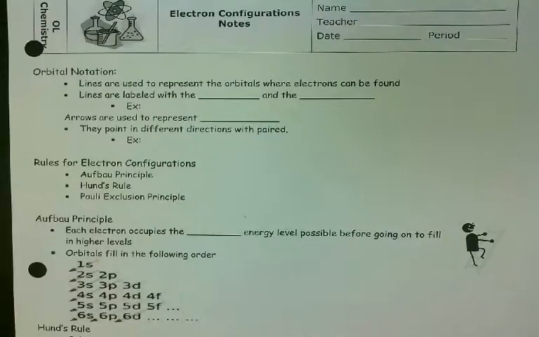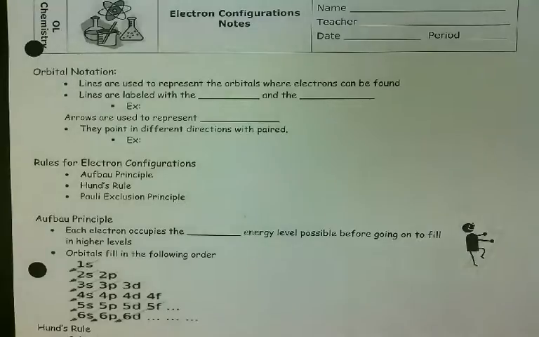Okay, today we're going to learn about electron configurations. So it might be a little difficult at the beginning just because it has a lot of new vocabulary in it, but bear with it. We'll get through it, and then we'll do some examples at the end, and you'll see that it's actually pretty easy as you pick up the patterns.